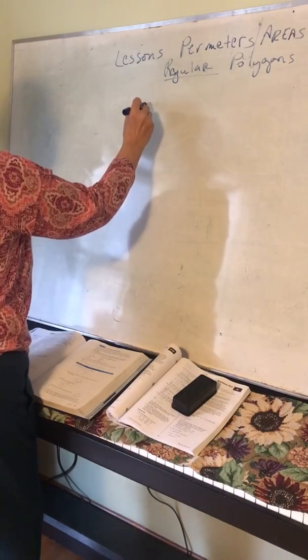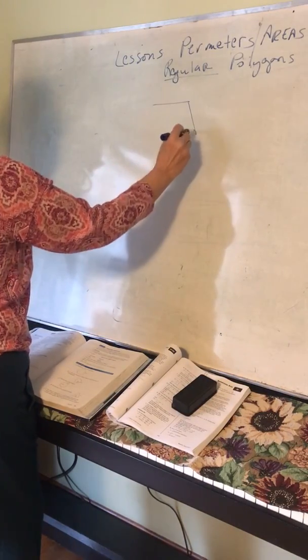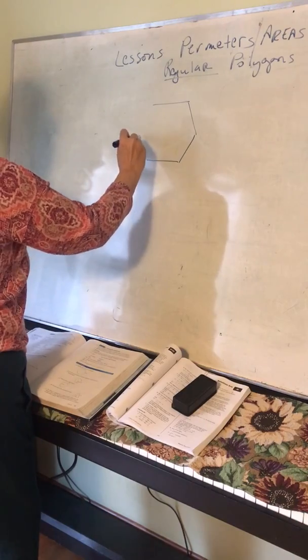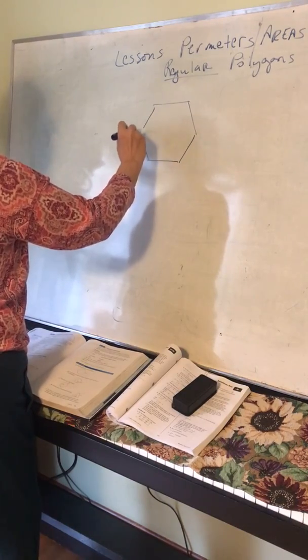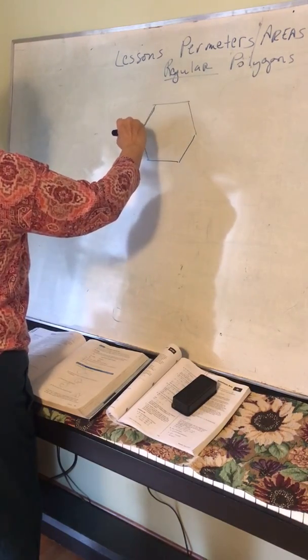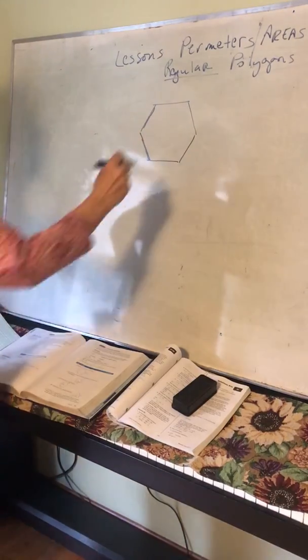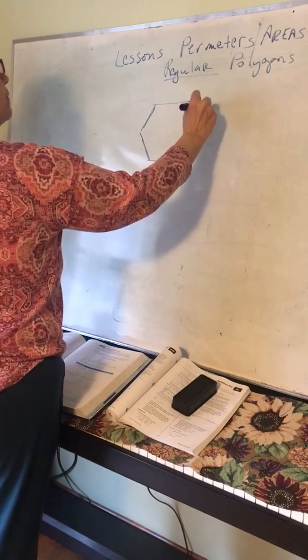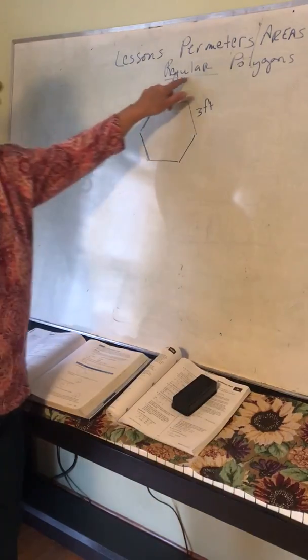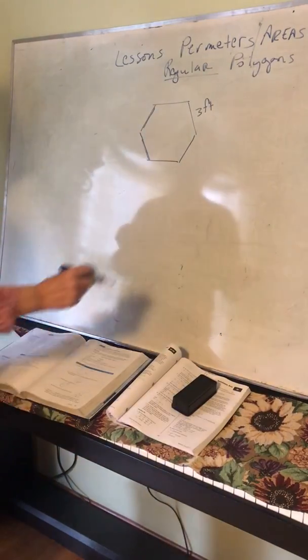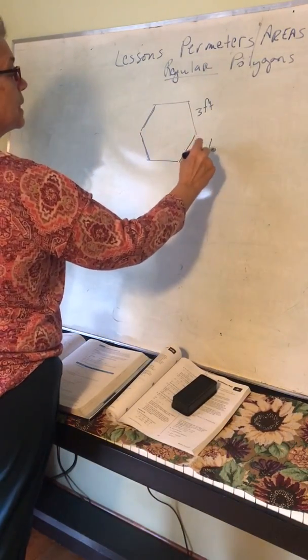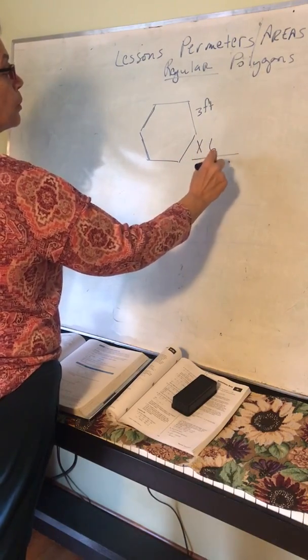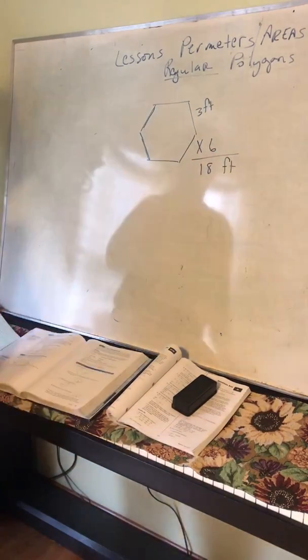So let's assume we have a hexagon here, a hexagon where, say, one side is 3 feet. We know it's a regular polygon, so all the sides are equal. We just multiply by 6, and that gives us the perimeter of 18 feet.